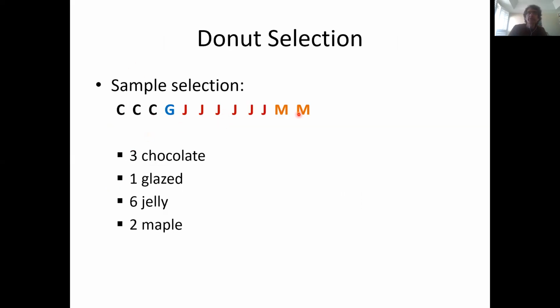So here is the sample selection, right? 3 chocolate, 1 glaze, 6 jelly, and 2 maple. How do I count these? Well, let's have a canonical order. So the types, let's call them, not coincidentally, I wrote them in alphabetic order, okay?